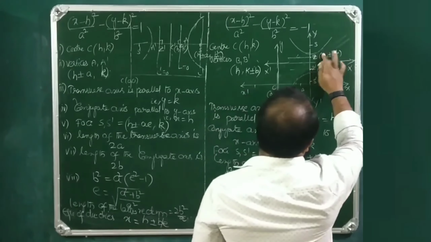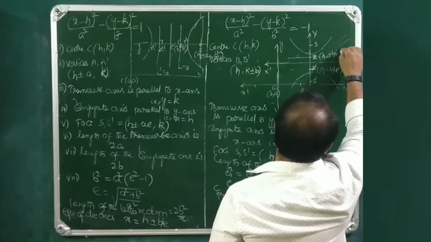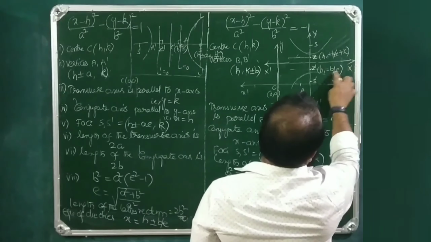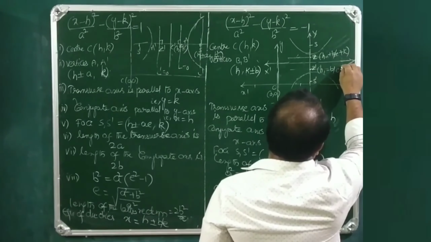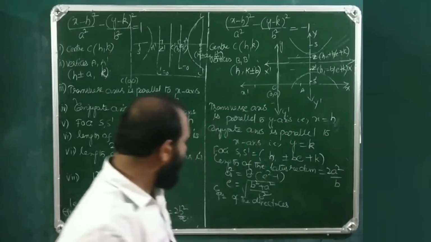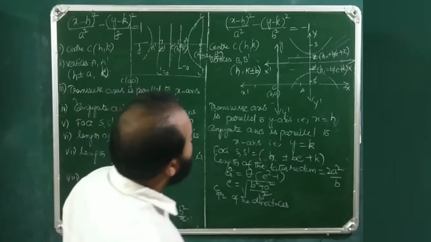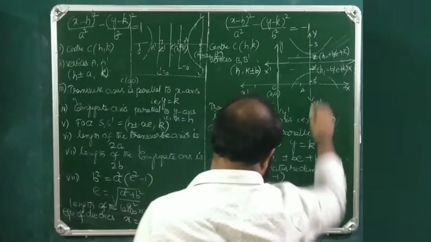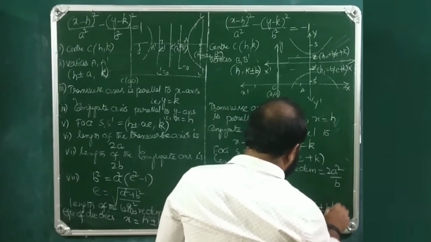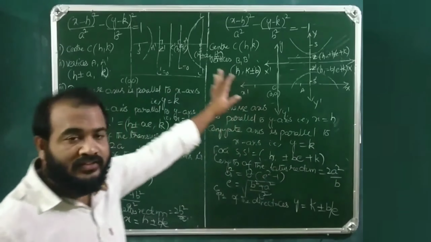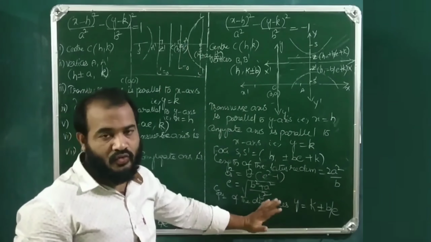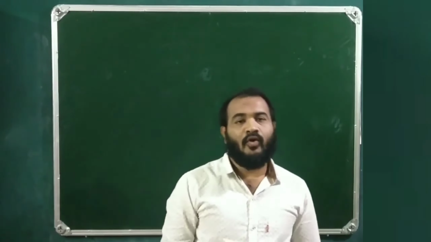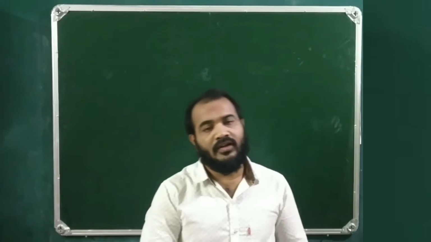So this is (h, plus or minus b by e plus k). So h comma plus or minus b by e plus k. So the equations of the directrices are y equals k plus or minus b by e. So these are what we have discussed so far. Whatever we have discussed before in the ellipse is applicable here also.